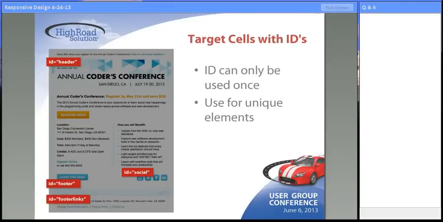Okay, so how do we do this? How do we actually identify in the code what areas of the template we want to change?